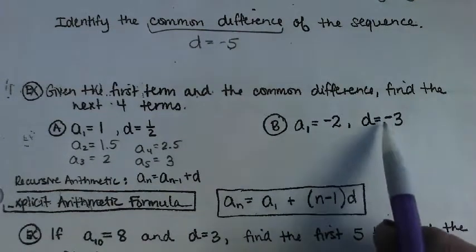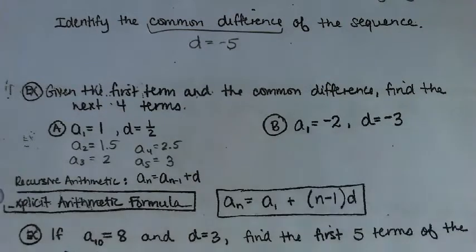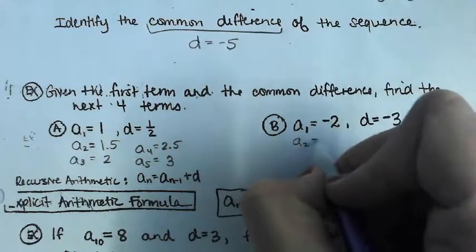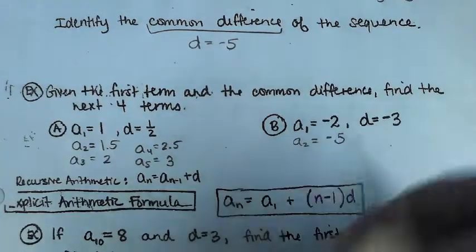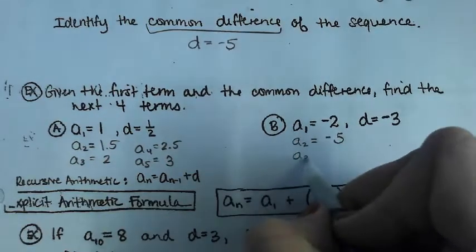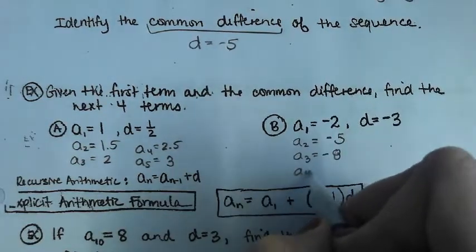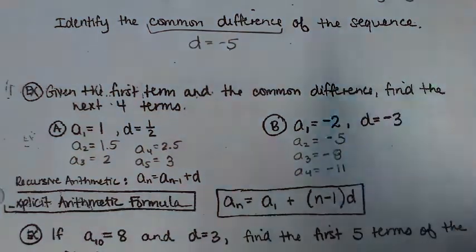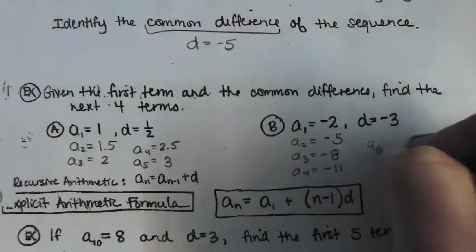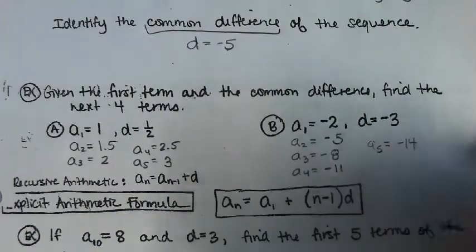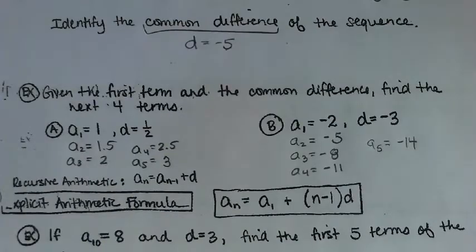In B, we're back to a common difference that's a negative number again, which just means we're subtracting 3, subtracting 3, subtracting 3. So from -2, if you subtract 3, we're at -5. Subtract 3 from there, you're at -8. Subtract 3 from there, you're at -11. And that's the next 3 terms, so we have to go one more. Subtract 3, you're at -14. So that's just kind of getting your feet wet. That's as simple as it's going to come.